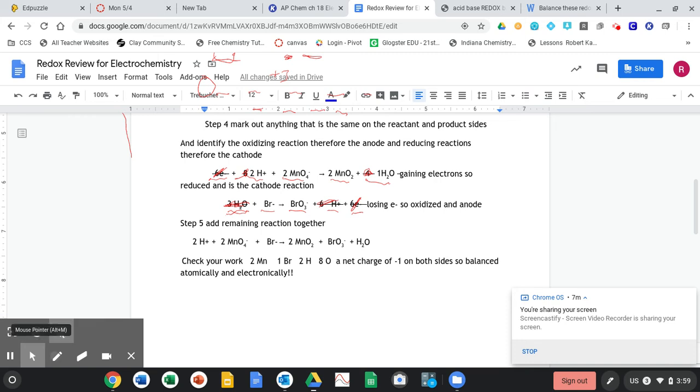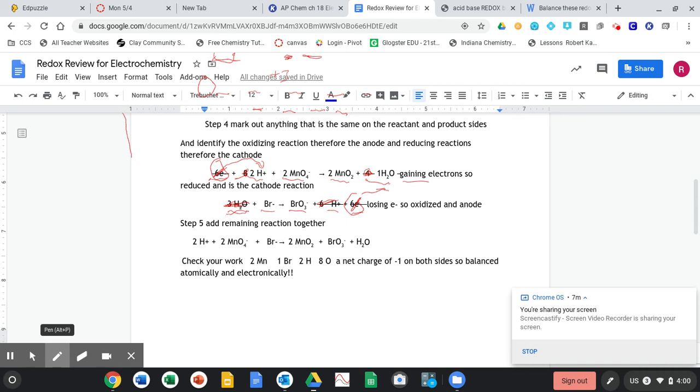And first off, I want to identify. So notice that this has the electrons going into the equation. So that would mean it's gaining electrons. You have electrons leaving the equation. It's on the product side, so it's leaving. And so this would be the anode.